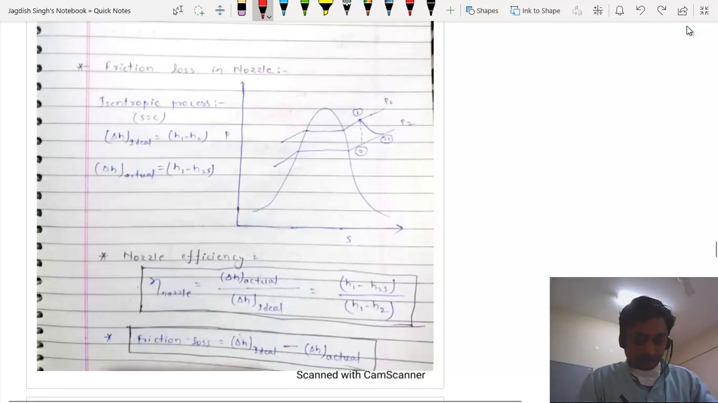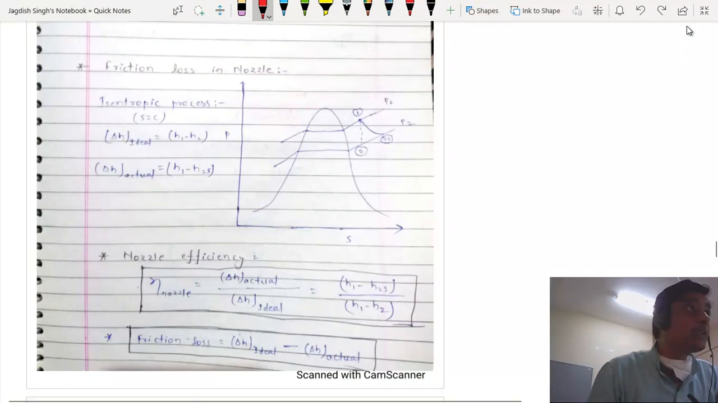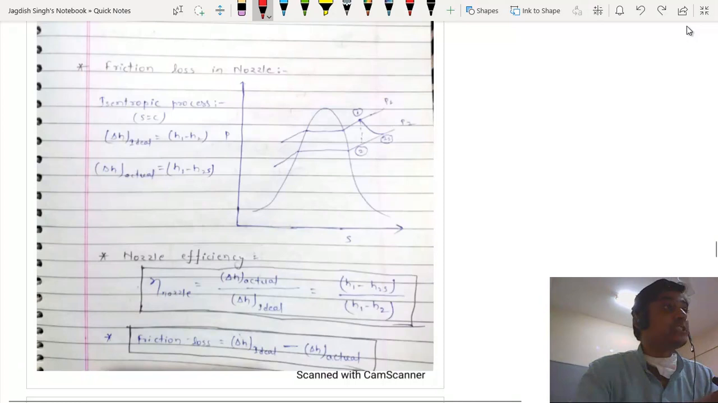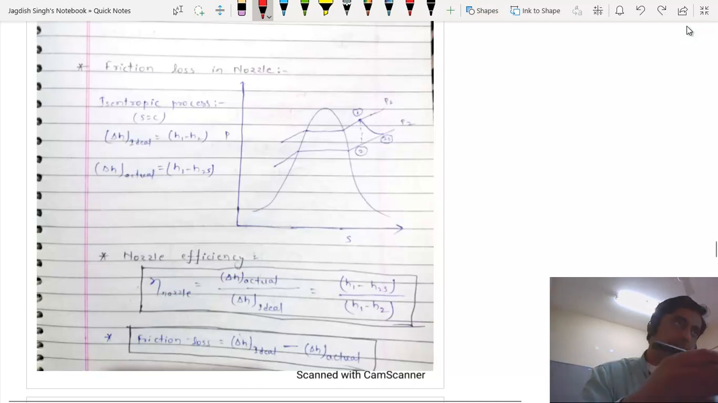In this session, we'll move ahead. We are discussing nozzles and we have discussed different parameters of the nozzle, right? Now, in this section, we will discuss frictional loss in the nozzle, right?